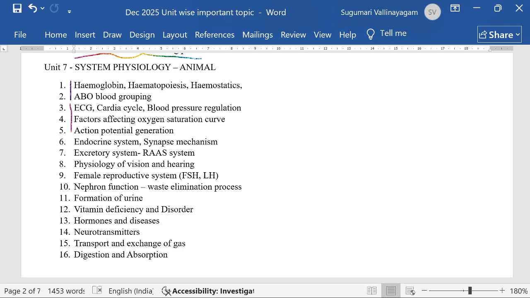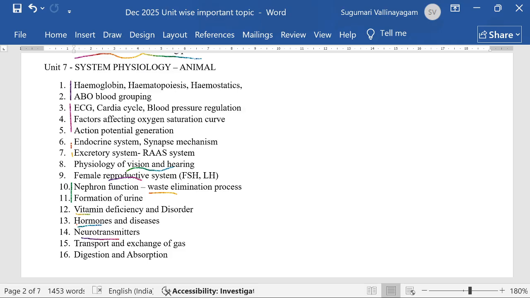Then the endocrine system, excretory system, hearing and vision system, and reproductive system. The excretion system, waste elimination, and these two come under excretion. And apart from this, we have vitamin deficiency and disorders, hormone deficiency and diseases, and neurotransmitter activity. All this we want to study.